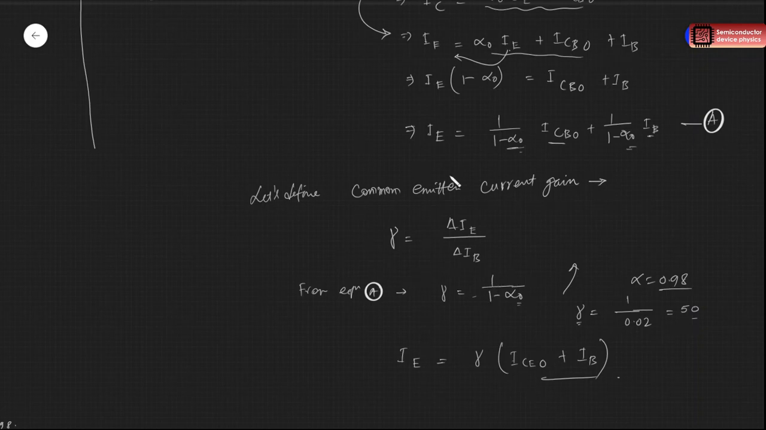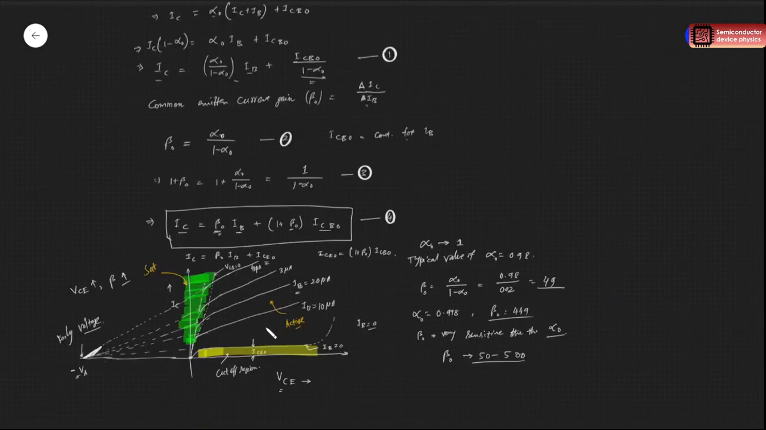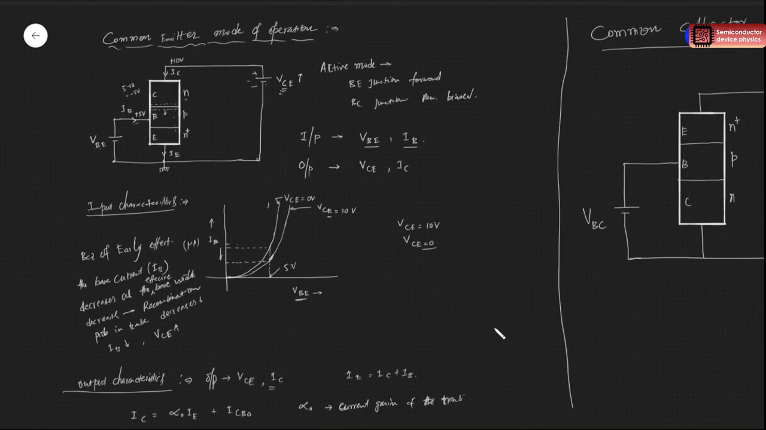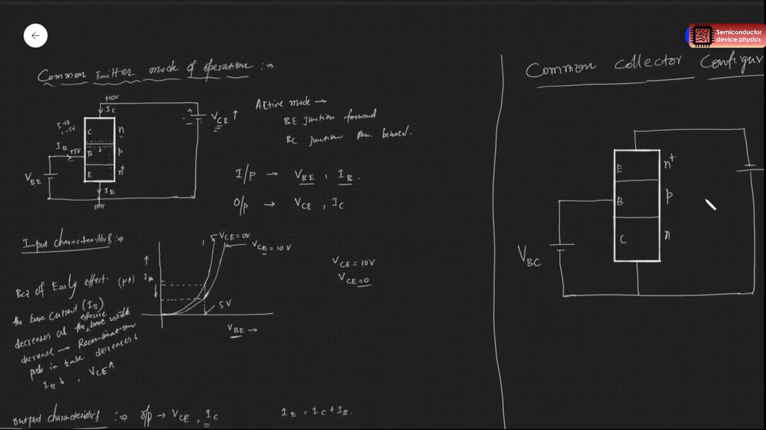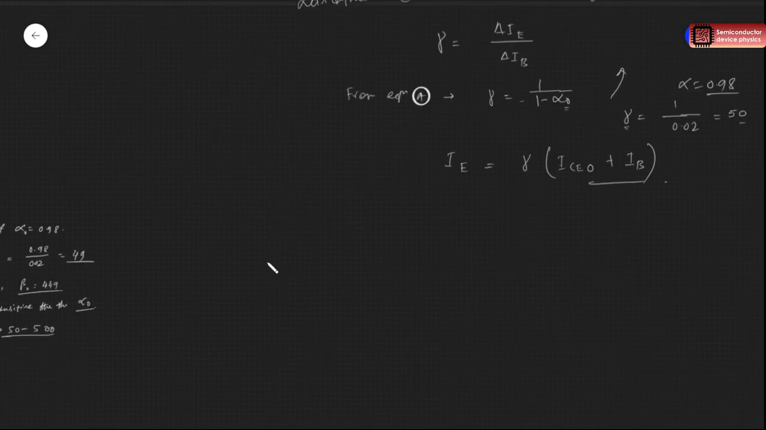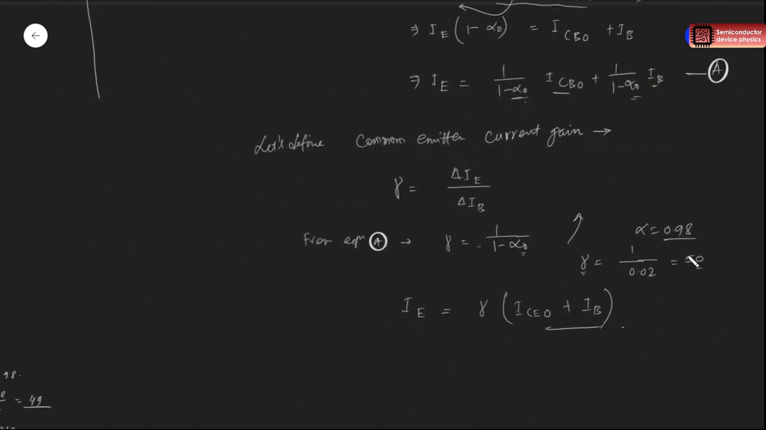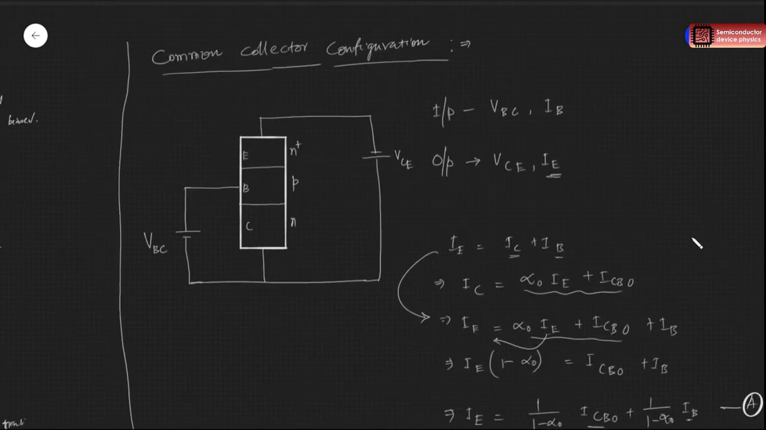And if you try to draw the output characteristics in this case, it will be very similar to this, right? Because the configuration is very similar to this, only we are exchanging the emitter and collector positions, right? So I'm not drawing it, you can draw it yourself, it will be very similar to this curve, right? So any doubts here?